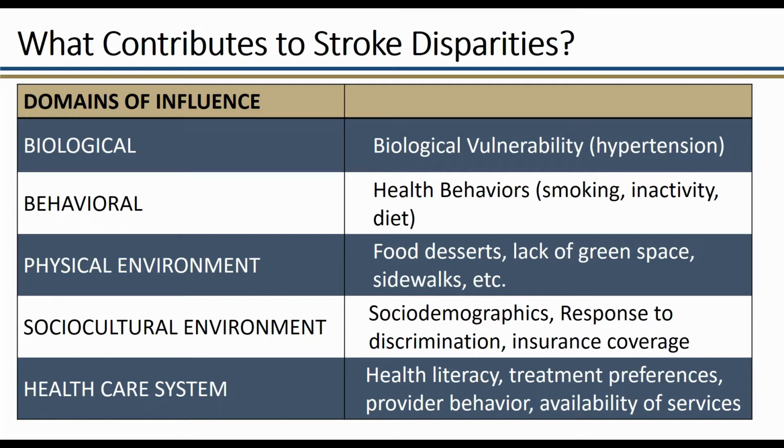And then insurance coverage. If you don't have good insurance coverage, you can't get the care that you need, which ultimately impacts your health. And then finally, the healthcare system has an influence on disparities in stroke. Whether the patients are health literate, what their treatment preferences are, what provider behavior is, and availability of services. And we're going to talk a little bit more about this on the next slide, because basically these bottom things impact healthcare use, which ultimately impacts health.